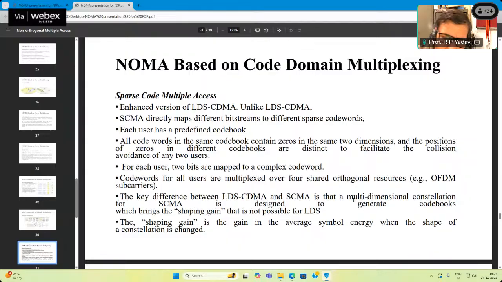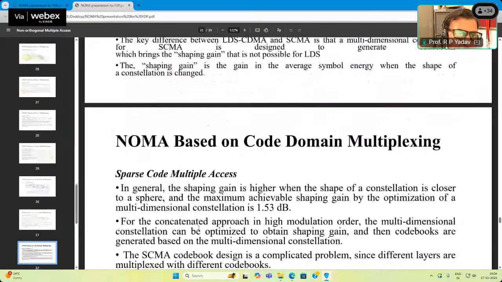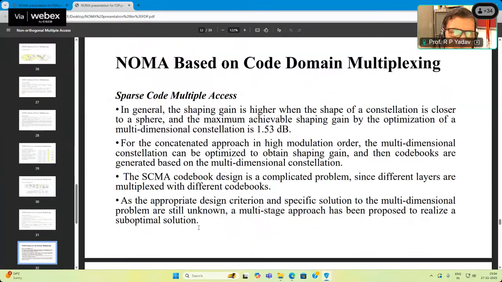You can say far user or near user; you can separately assign a particular bit nearby that. The shaping gain is the gain in the average symbol energy when the shape of the constellation is changed. The constellation shape is changed, and that gives me a certain gain. More about that, I think, in some other lecture. This part is called multiple axis.